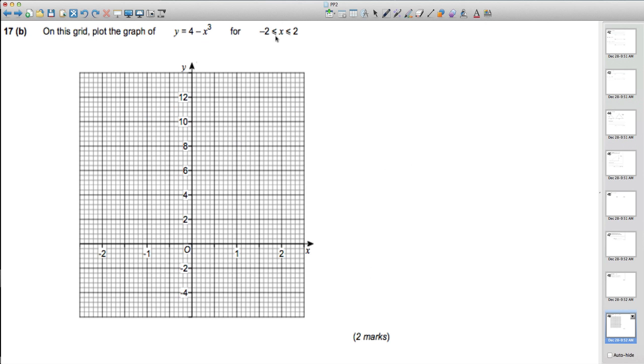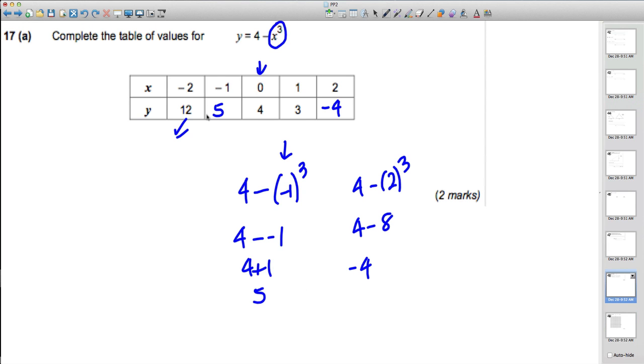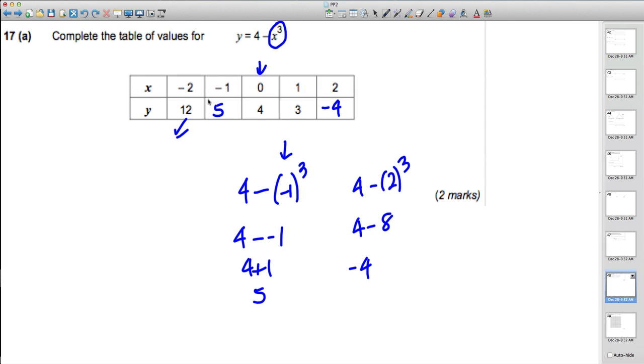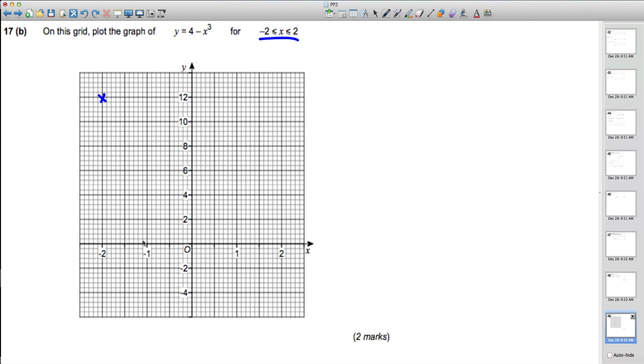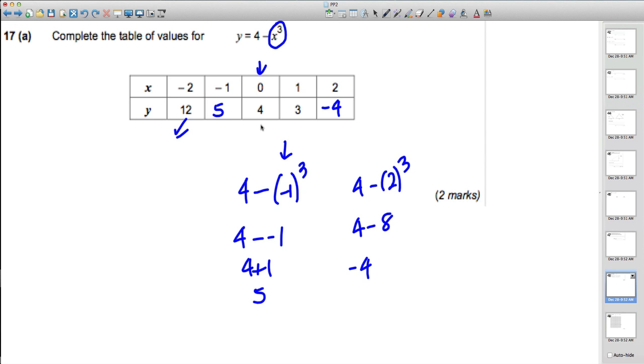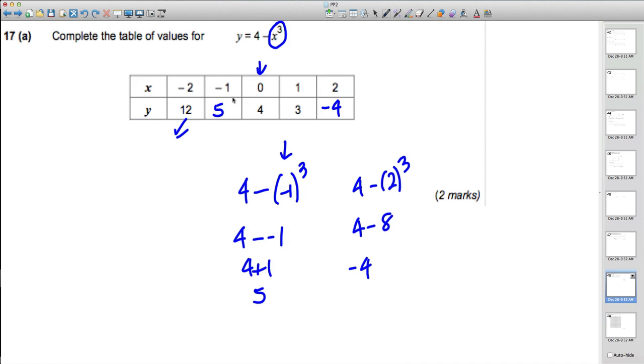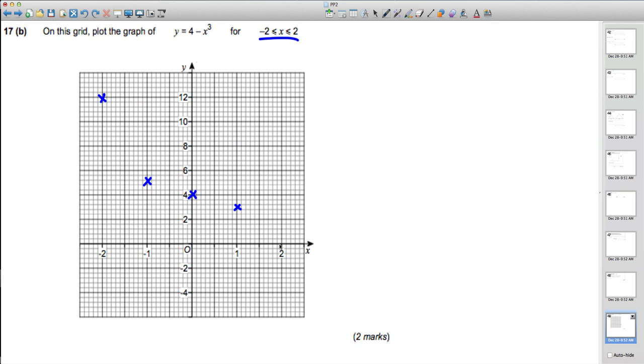And you're asked to plot this graph between -2 and 2. So for x is -2 you get 12, across there. For x is -1 you get 5, which is there. For x is 0 you get 4, x is 1 you get 3, and x is 2 you get -4. So it looks something like that there, okay?